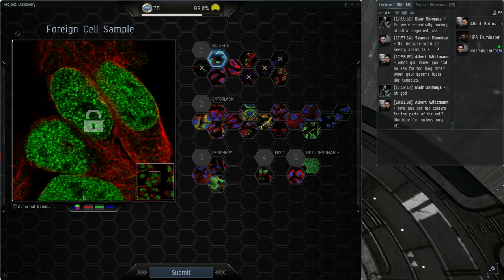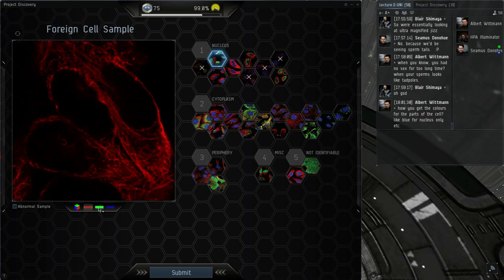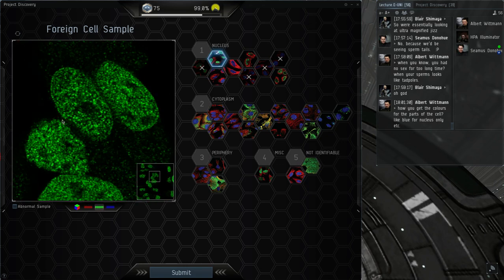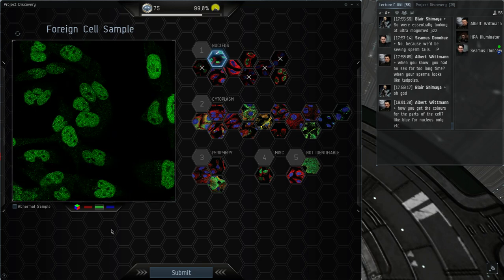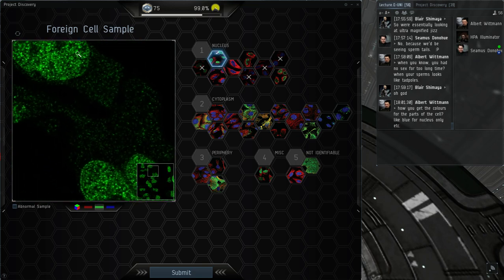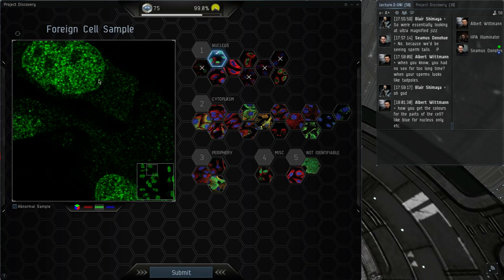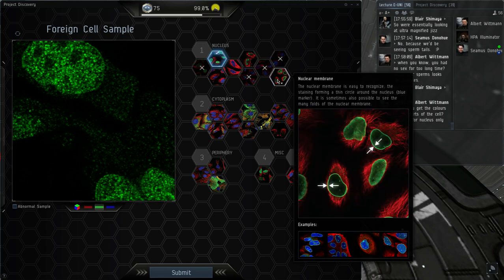Up here it looks a bit like nuclear membrane. You see this line here, but again, if it's only one cell, I don't want to annotate it. Then up here though, we do see this outline of the nucleus again. So I guess I will go for nuclear membrane.